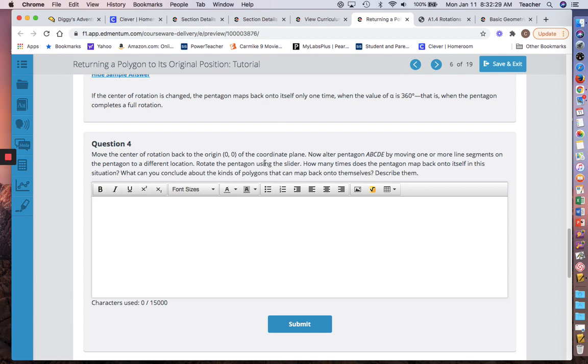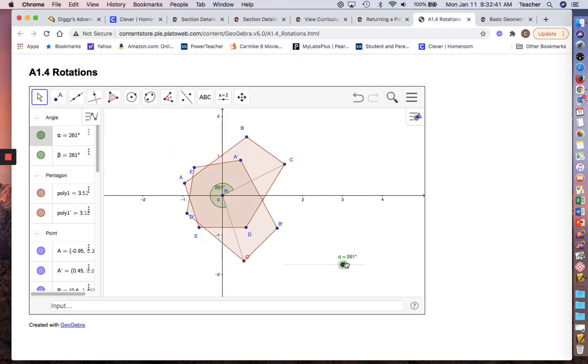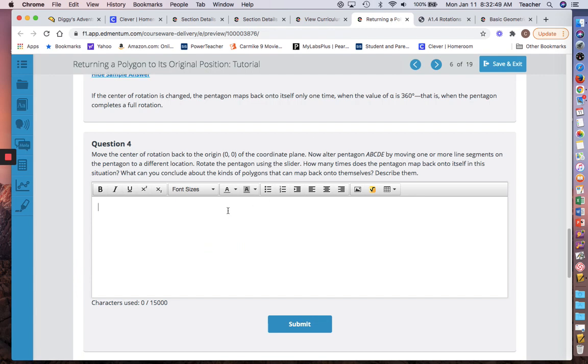All right. Rotate the pentagon using the slider. How many times does the pentagon map back onto itself? It's only going to be one time at 360 degrees because, again, it's not a regular figure anymore. So for you visual people, there's where it hits back onto itself at 360 degrees because it's not regular. All right, so the figure is no longer regular, so it will map back onto itself one time at a 360 degree rotation.